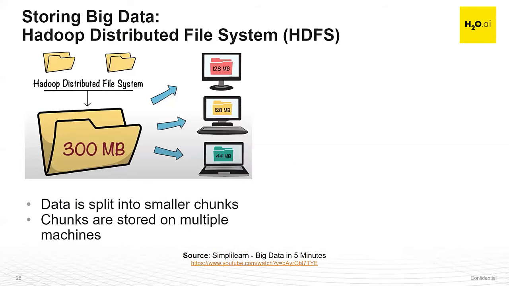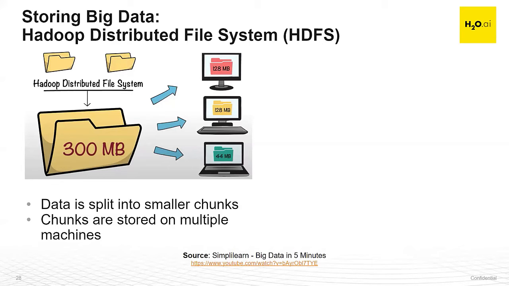So I try to make it as simple as possible. There are two core components for Hadoop. The first one is about storing data. So this is the first step. How do we store different data in what we call the Hadoop Distributed File System, or HDFS? The way that we think about it is to split the data from one big chunk into smaller chunks.